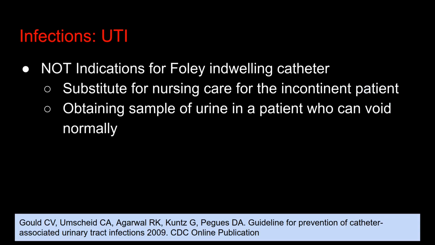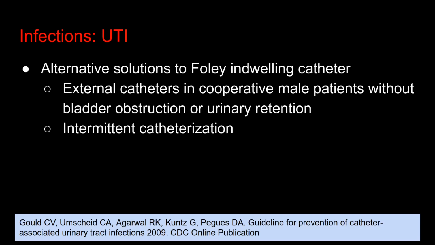But it was highlighted by the CDC that inserting a catheter is not a substitute for good nursing care in the incontinent patient. It's just a measure to help prevent complications. So a solution for situations when you need to get a urine sample is to use the so-called condom catheters if your patients are cooperative males who do not have urinary retention or a bladder obstruction from a prostate enlargement.